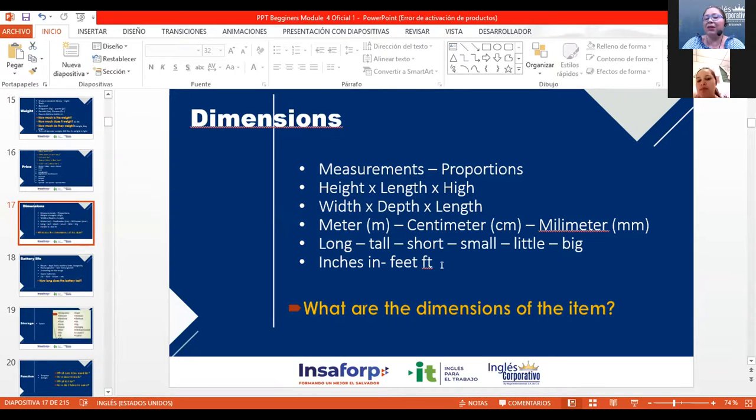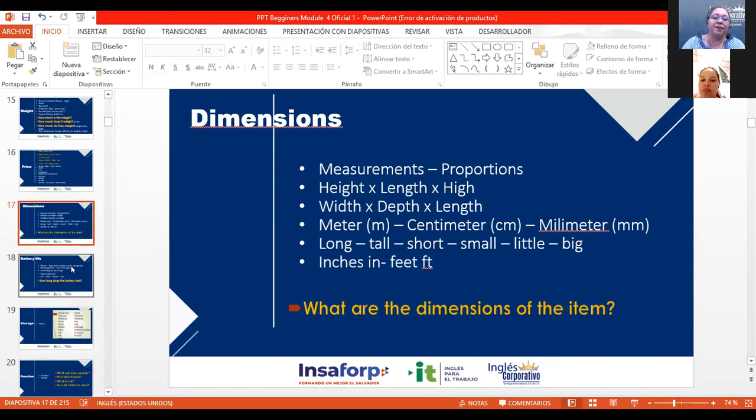Ok, what are the dimensions of the item? And you can have the answer by inches, by feet, for example, your height, right? Su estatura. Your height in English is not by meters, it's by feet, right? No es por, como nosotros que decimos 1.65, 1.67, right? Estamos hablando de meters. In English, they measure the height by feet. Okay, by feet.